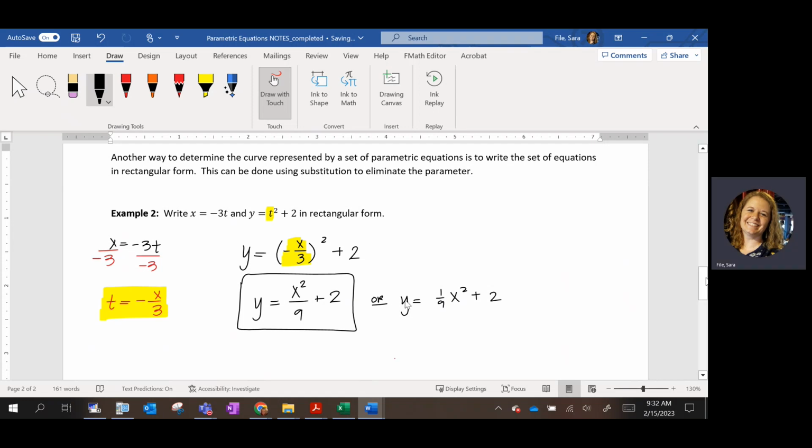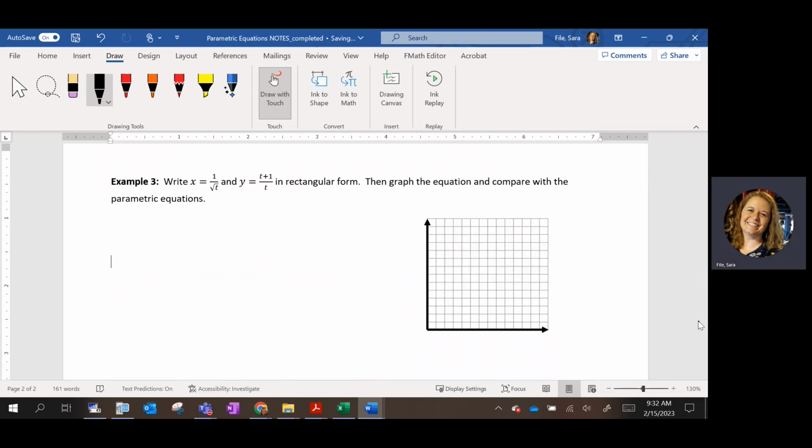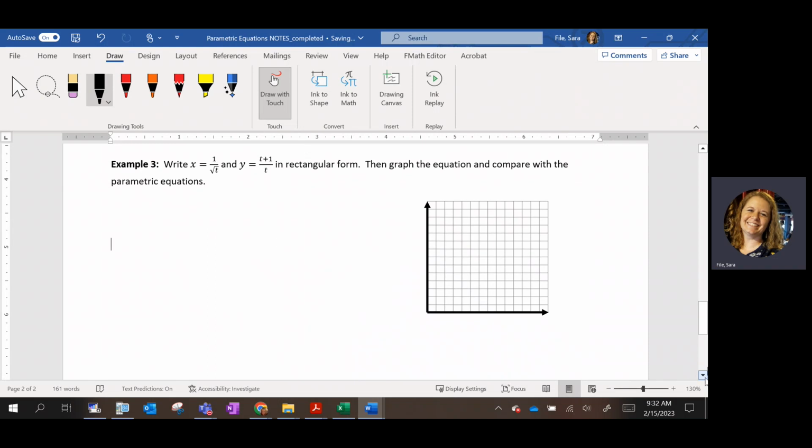Let's look at example 3 here then. This one wants us to write this in rectangular form, and they also want us to graph it. Okay, so we're going to write the rectangular form, and we're going to look at the rectangular equation graphed, and we're going to compare it to the parametric equation graphed, because we're going to notice some things. Okay, so first, changing it to rectangular form.